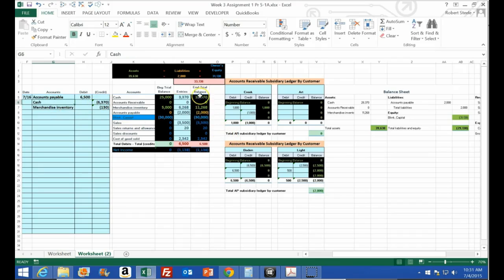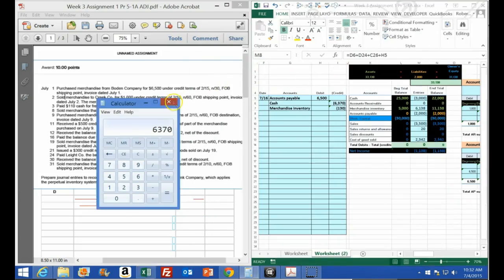Then we'll post the cash. I'm going to double click on the cash, go to the end of it and say plus, and go to the credit and enter. Brings cash down. Merchandise inventory is going to be right here. Double click on that, go to the end of that, plus, and go to the credit and enter. Puts us back in balance there.